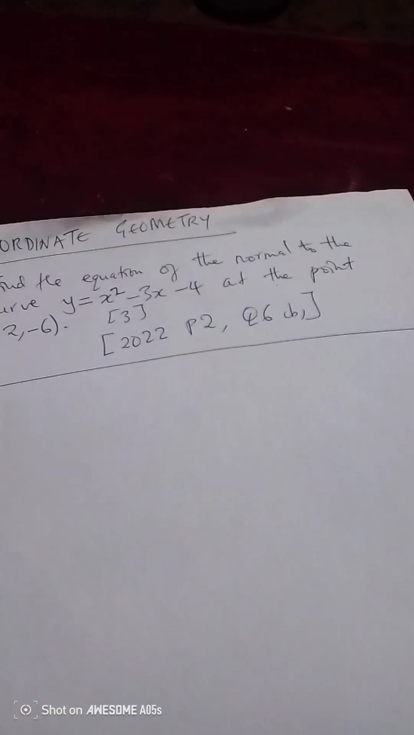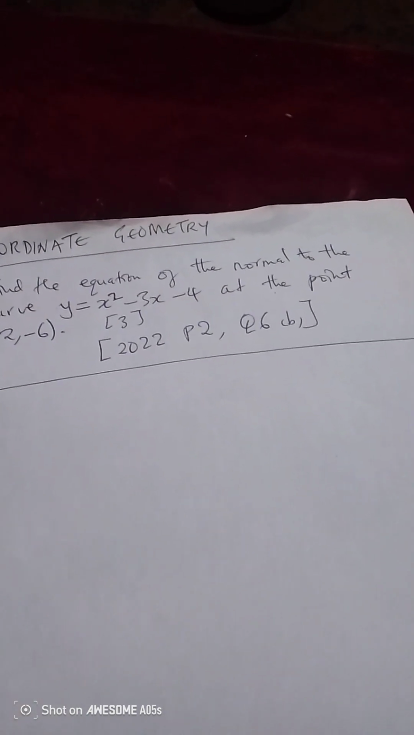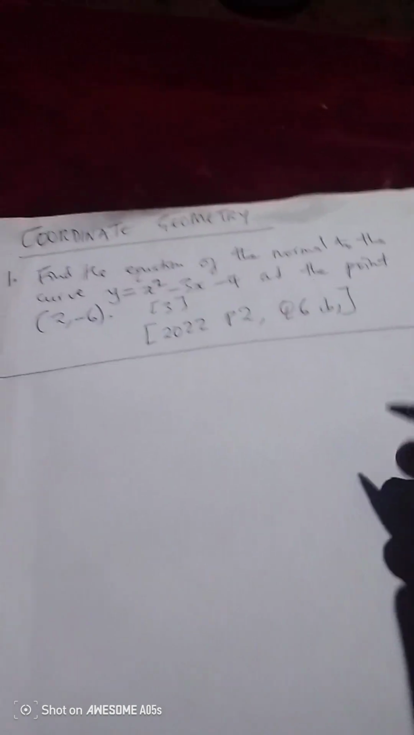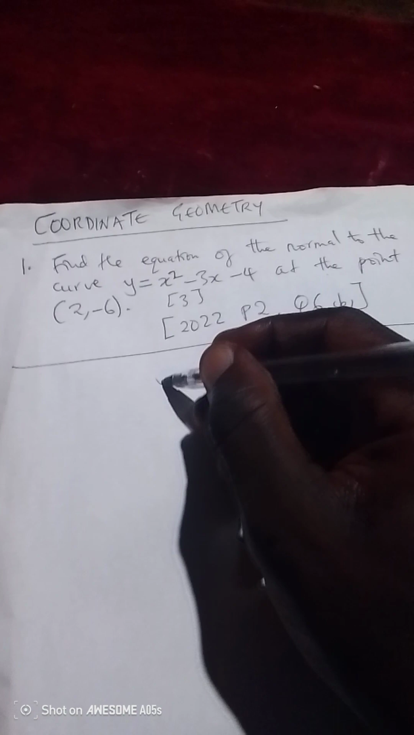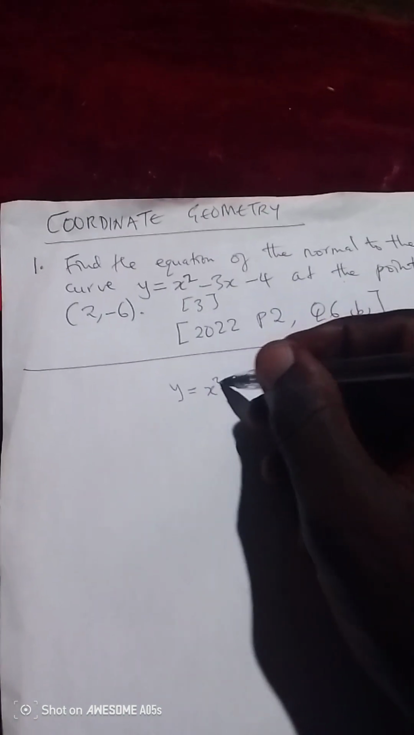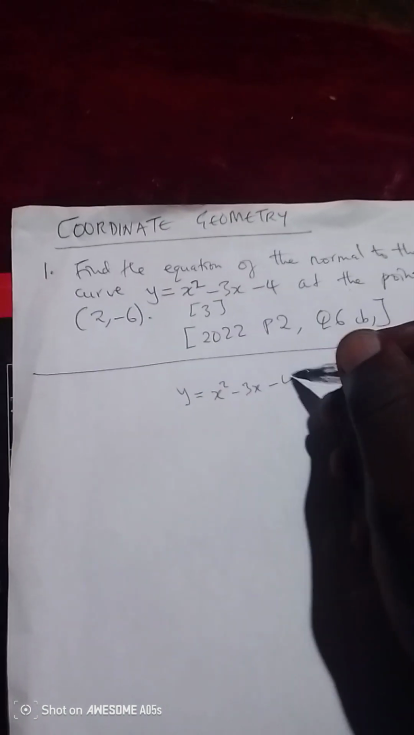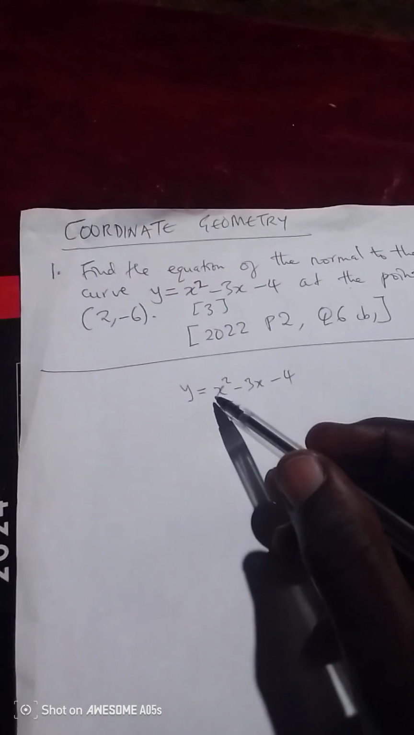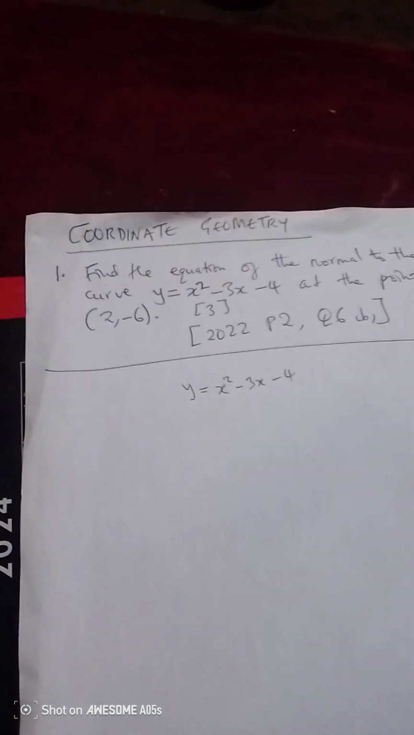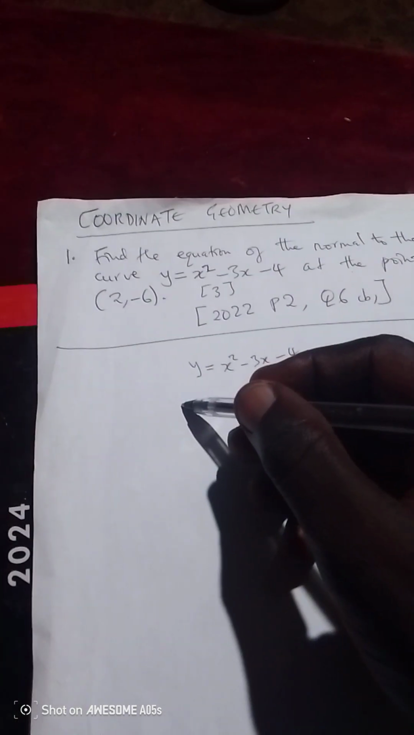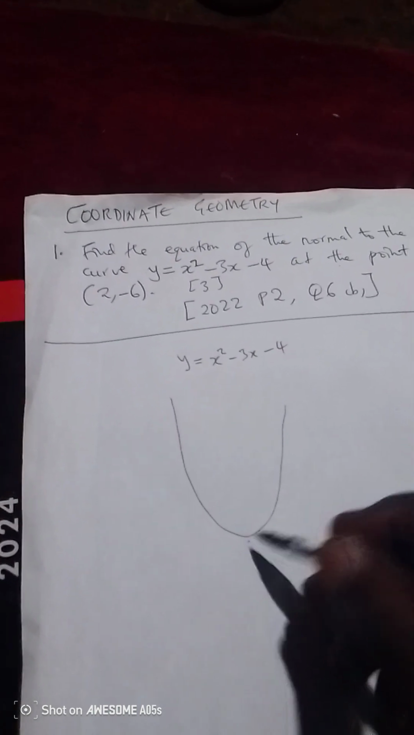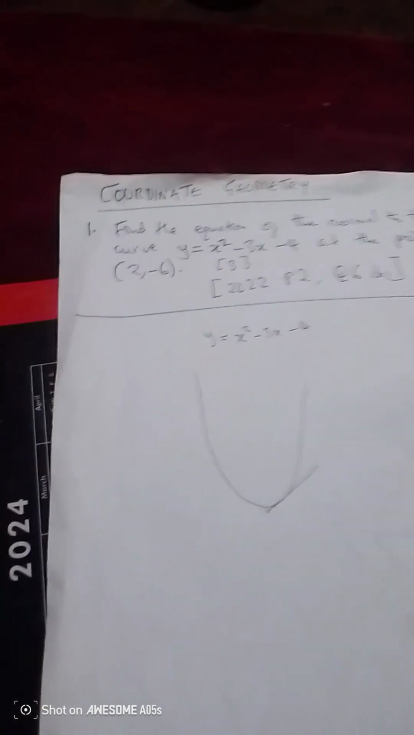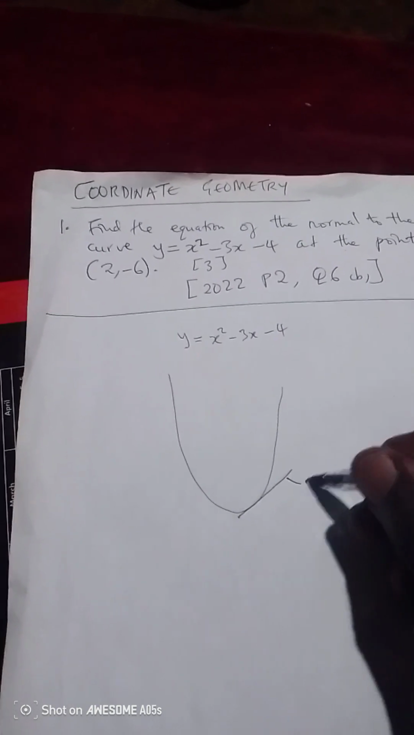We will sketch the graph of the curve. We are just assuming this curve, since it is y equals x squared minus 3x minus 4. Since our a is positive, we know that we are going to have a minimum. So it will go downwards like that. Then we can just assume the tangent anywhere here. So that one, we're going to call it our tangent.